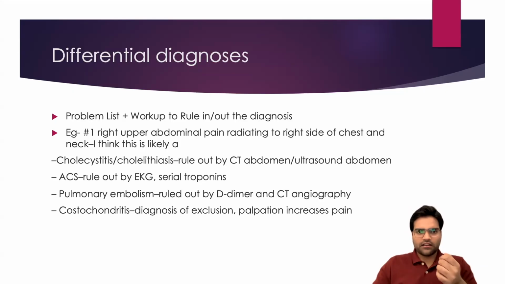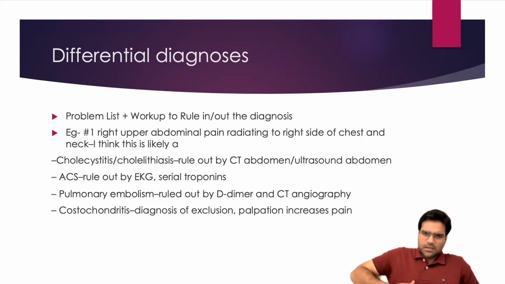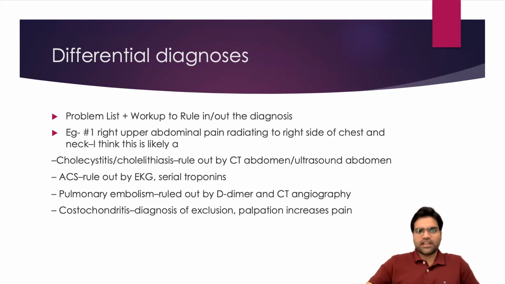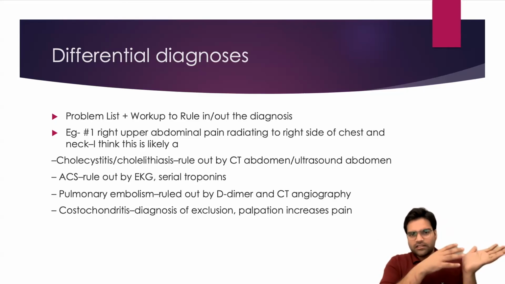In this example, if the patient comes with right upper abdominal pain radiating to the right side of the chest and neck, I think this is likely cholecystitis. So the right hypochondriac pain that is radiating to the right side till the neck. Sometimes it can be cholecystitis, but you have to rule it out with CT or abdominal ultrasound findings. Usually people do CT scans in the ED, and you can rule it out on the basis of the CT scan or abdominal ultrasound.